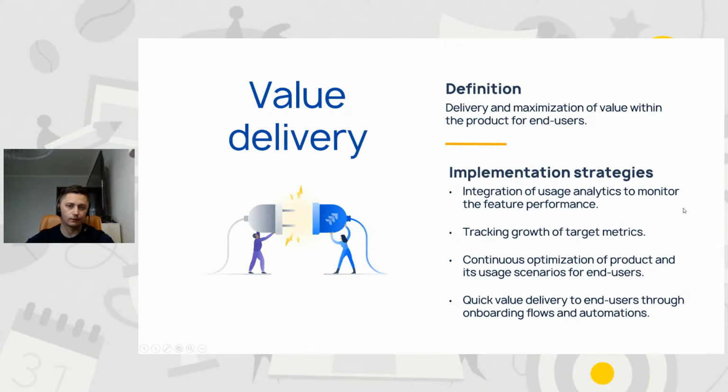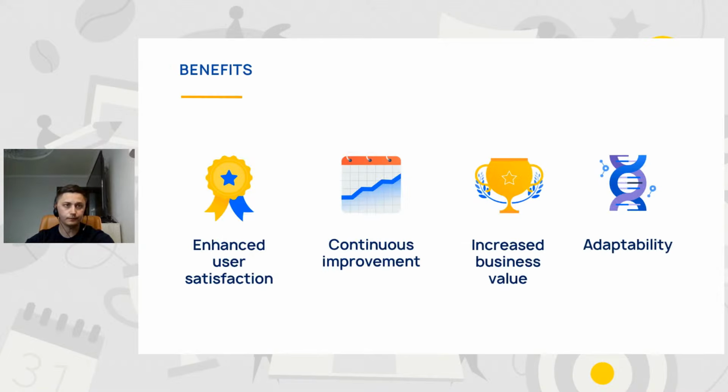And again, continuous optimization of the product, continuous optimization of onboarding flows, and if possible, automation of flows or integration of some AI solutions just to simplify execution of routine or trivial tasks using your product will greatly help you to increase the product value. When I talk about the benefits of the product approach, it's again enhanced user satisfaction, continuous improvement, increased business value, and adaptability.